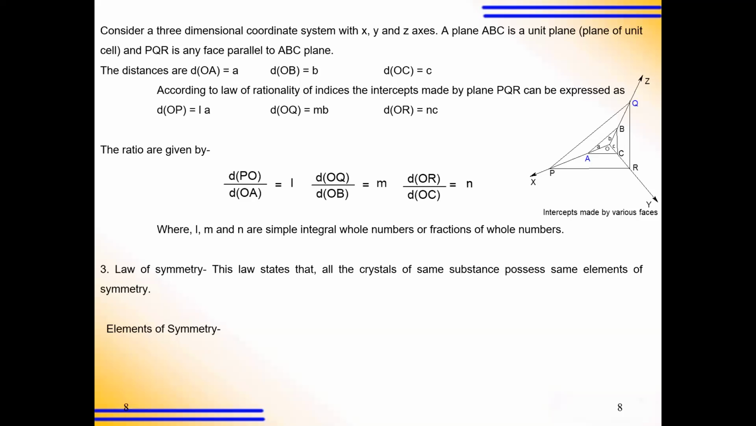One is the plane of symmetry, second one is the axis of symmetry, ज्याला आपण line of symmetry म्हणतो, and third one is the center of symmetry, that is also called as a point of symmetry. So what is meant by the plane of symmetry?